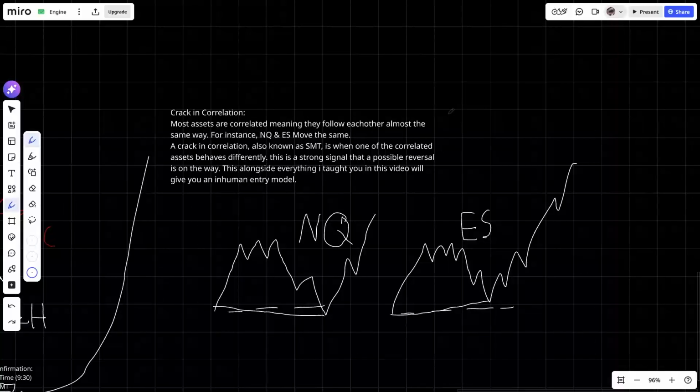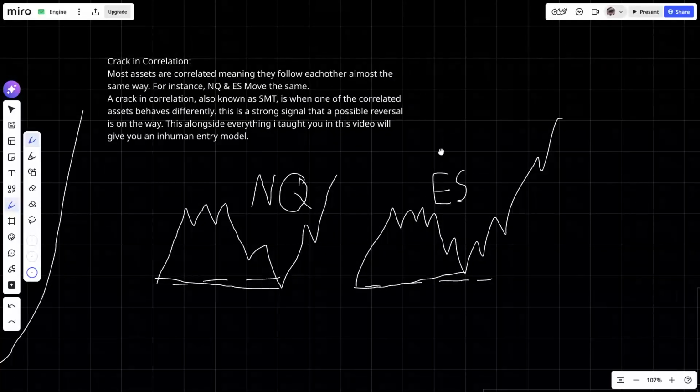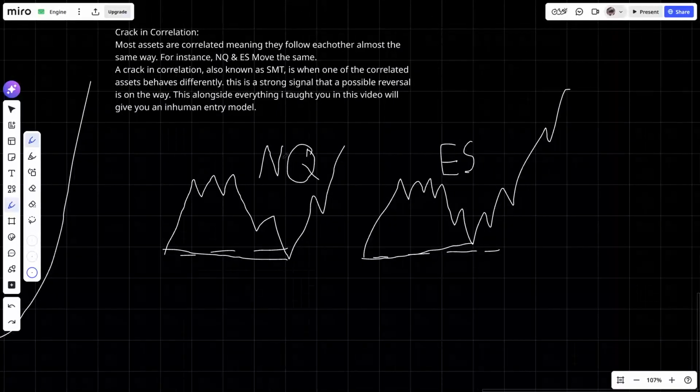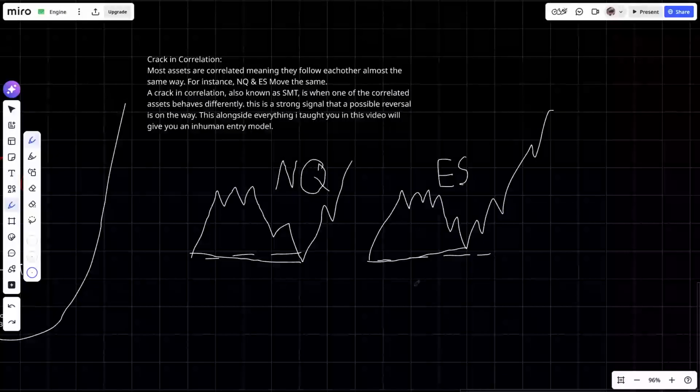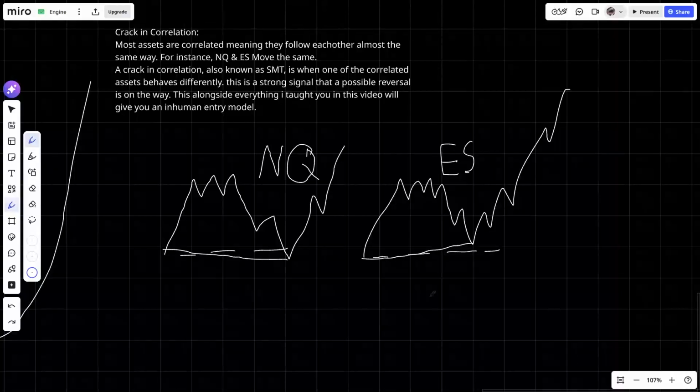This, alongside everything I'll tell you in this video, will give you an inhuman entry model. So, an example right here is NASDAQ takes this low right here and then shifts and continues higher, while the S&P does not sweep that low. So on NASDAQ we have a lower low, on the S&P we have a higher low. That's the only difference. This signals a possible reversal because the assets are uncorrelated. One of them is stronger, one of them is weaker.